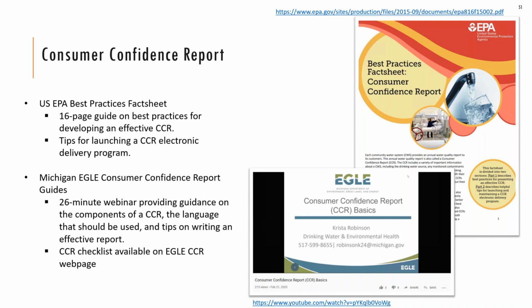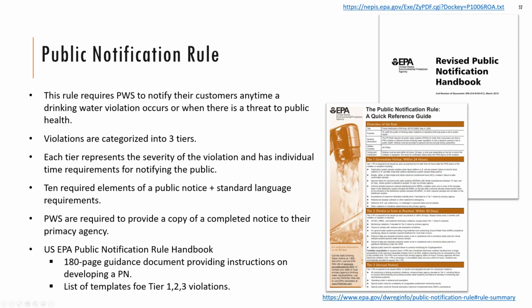And finally, the public notification rule is another part of the Safe Drinking Water Act, where water systems are required to notify their customers anytime a drinking water violation occurs, or when there is a threat to public health. So there are 3 tiers of violations, where each tier represents the severity of the violation, and has individual time requirements for notifying the public. There are 10 elements which are required in a public notice, along with standard language requirements.